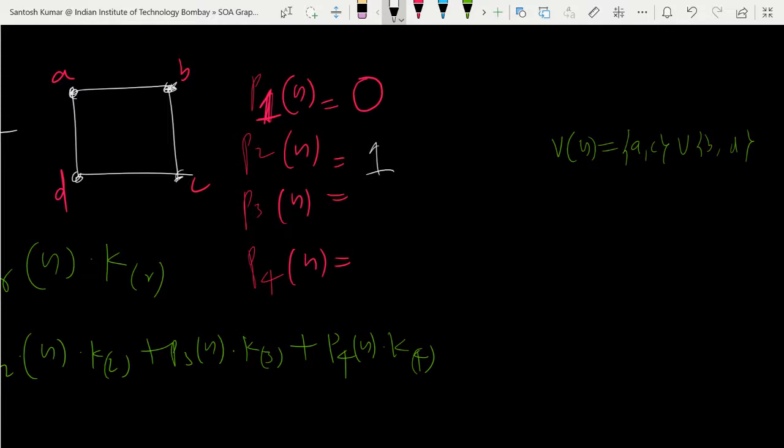P3 of G means you have to partition the vertex set into three parts, or three independent sets. So can you write that? Yes, sir.